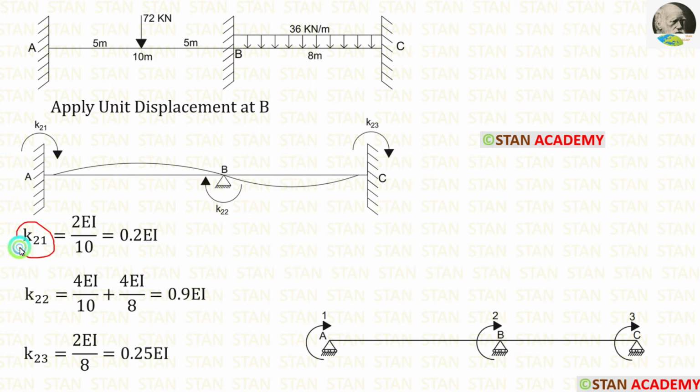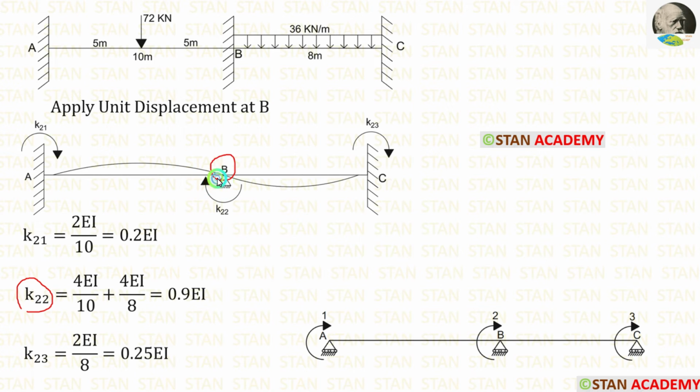To calculate K21, from the point A, we have to look on both the sides. On the left side there is nothing. On the right side we are having a hinged support. If the far end is hinged, the formula is 2EI upon L. The length of AB is equal to 10 meter. Finally, we are getting 0.2 EI. Now, let us calculate K22.